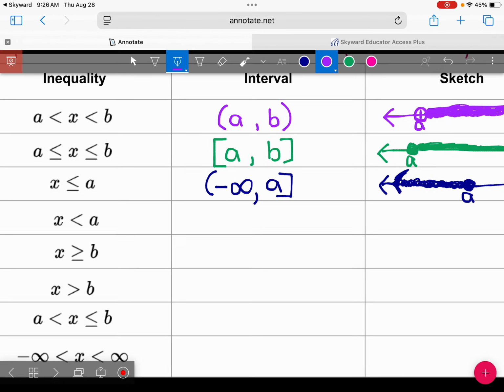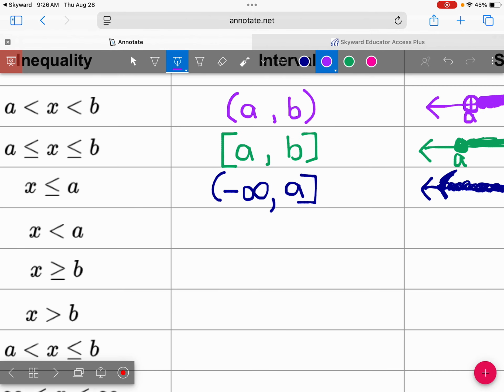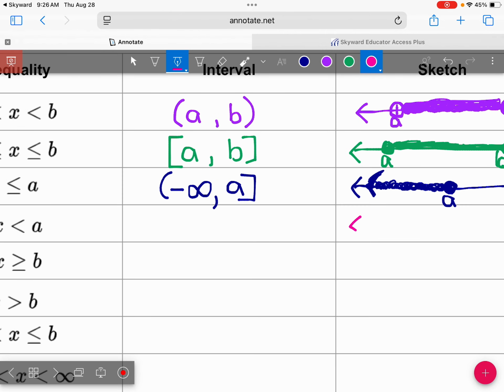So it's very, very similar for the next one. The only difference is, instead of it being less than or equal to, we just have a less than. So I still would have my number line. I would still have my A here in the middle. The only difference is going to be we would have an open circle, but it would still go to the left. So we would still have our negative infinity, and this time it goes up to A, but we use our parentheses because I cannot equal A directly.